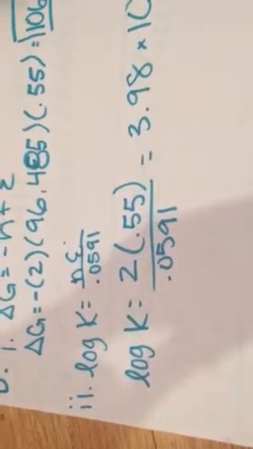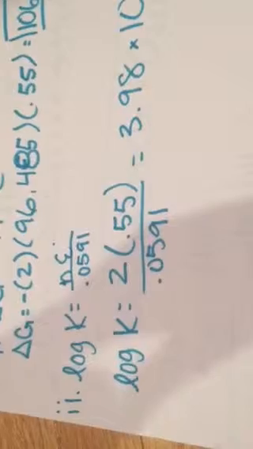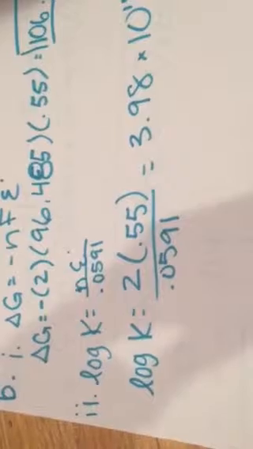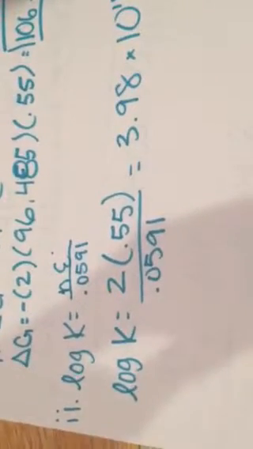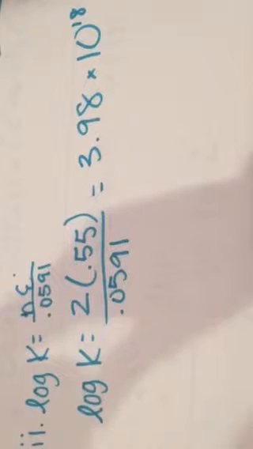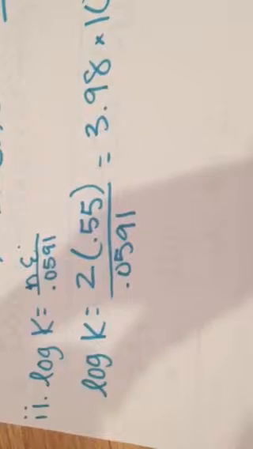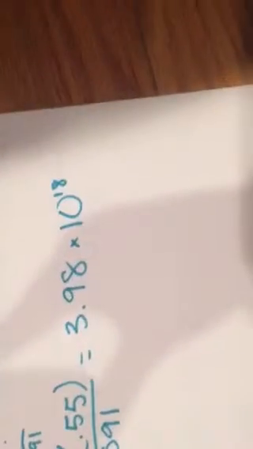Alright, so then the next part of part B asks us to determine the value of the equilibrium constant K for the reaction at 25 degrees Celsius. So we use the equation log of K equals nE over 0.0591. That's our constant. That's why we use that number. And then n is the same number of moles of electrons, and then E is the thing that we already got, the standard. So log of K equals 2 times 0.55 divided by 0.0591, which gives us 3.98 times 10 to the 18.